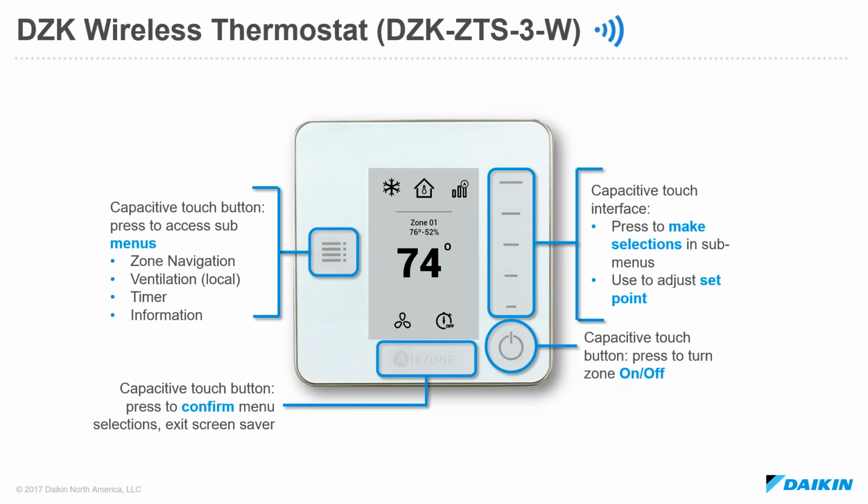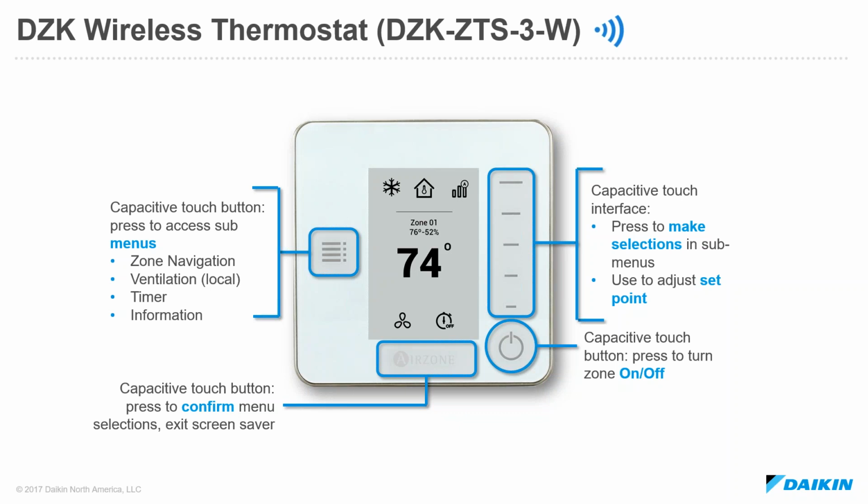These are the capacitive touch interface that allows the user to adjust the set point. And this is also used to make selections from the submenu. I don't have an image of this, but essentially when somebody is accessing the menu, options will be aligned with these graduated lines, and the user can simply press in that graduated line to make a menu selection. The air zone icon at the bottom of the screen is used as a button.